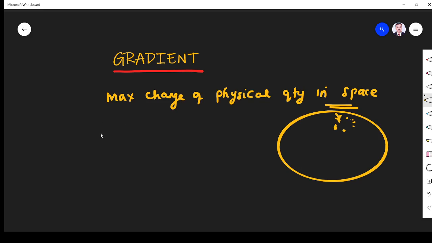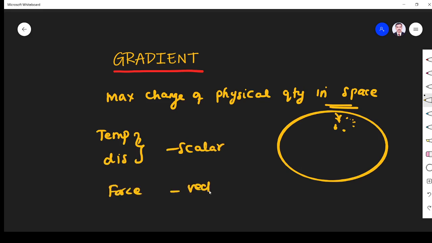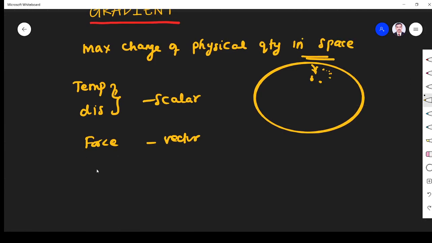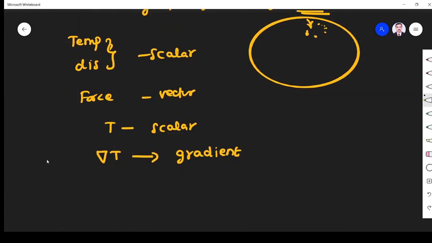We know scalars: temperature is a scalar quantity, distance is a scalar quantity. And we know vectors: force is a vector. What about gradient? It is talking about change. I told you temperature T is a scalar, but change in temperature is a vector. That is what is known as gradient. Temperature is a scalar; change in temperature is a gradient, change in temperature in a particular direction, minimum direction or maximum direction.